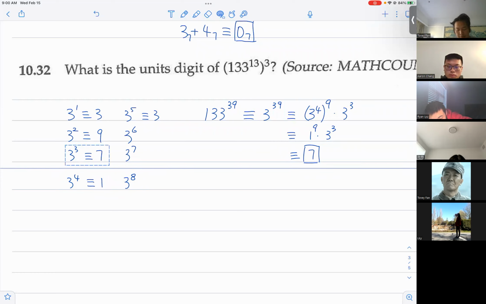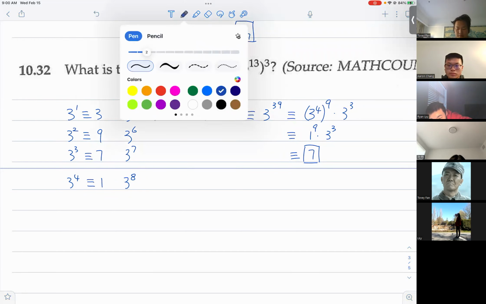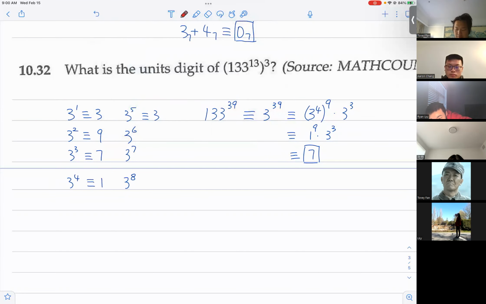So that means for 39, it would be 7. Does that make sense? Right? Yeah, you could also do that. So in other words, 39 is 40 minus 1. If you have 3 to the 40, that's going to be 1. It's 1 less than that, so you go back 1 before you find 7. Which means you have like 1 divided by 3, that kind of thing.